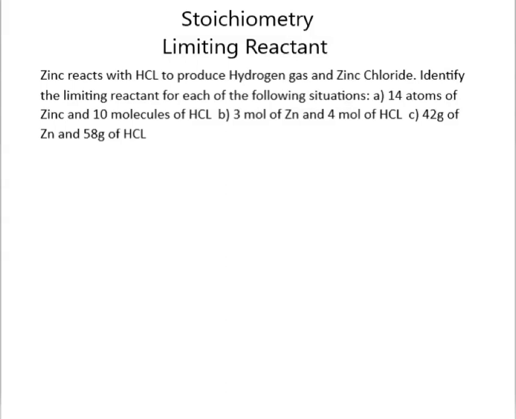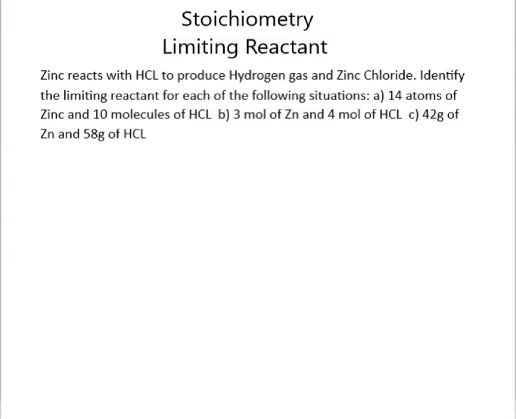14 atoms of zinc and 10 molecules of HCl. 3 moles of zinc and 4 moles of HCl. 42 grams of zinc and 58 grams of HCl. Before we start, what are the limiting reactants? What does it mean? It means that any element which is consumed first, whichever runs out first, is the limiting reactant.